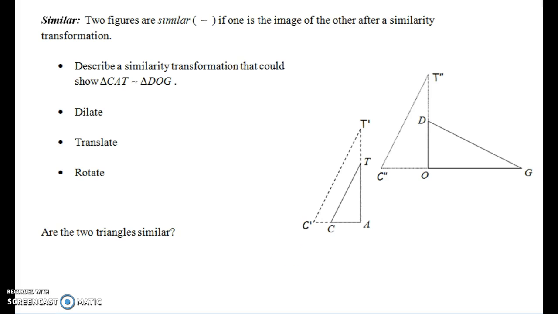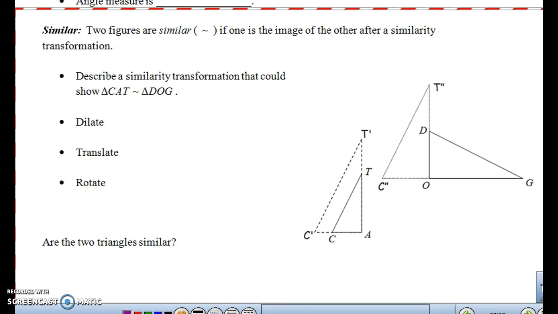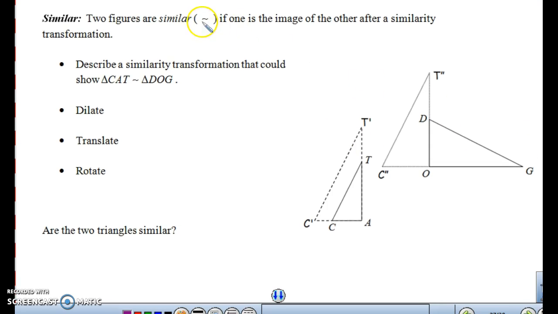So let's look at a similarity transformation here. Two figures are similar if one is the image of the other after a similarity transformation. The symbol for similar is just the little tilde symbol. It has no equal sign. The only difference with a similarity transformation is you're going to have to do some kind of dilation, and a dilation is done so that you can match the sides.